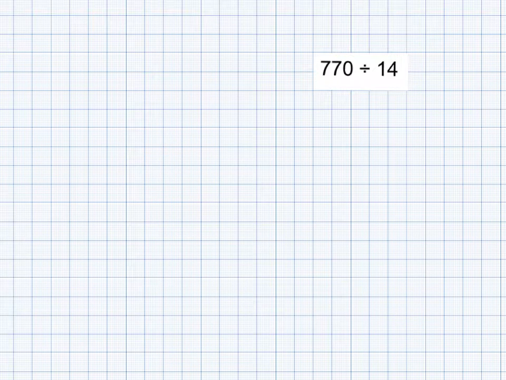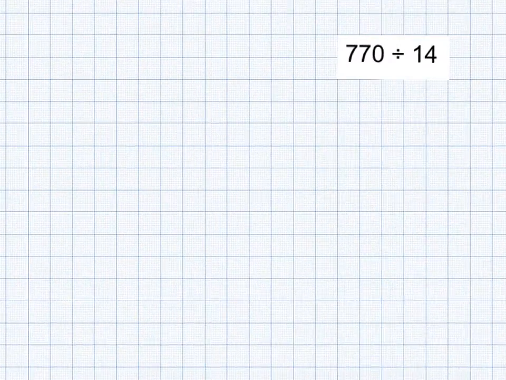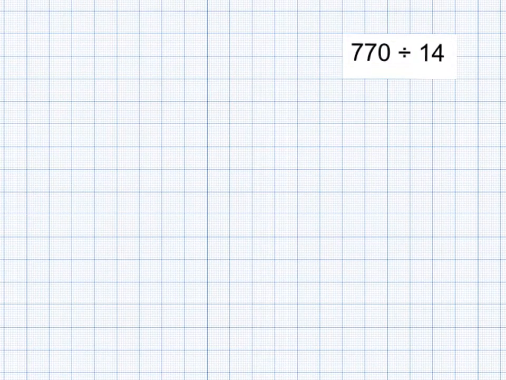I took these right off of your packet. So the first problem here is dividing a whole number by a whole number. 770 divided by 14. So you would say 770, I'm going to make this a little bit bigger. 770 divided by 14. So you do the same on your grid paper.